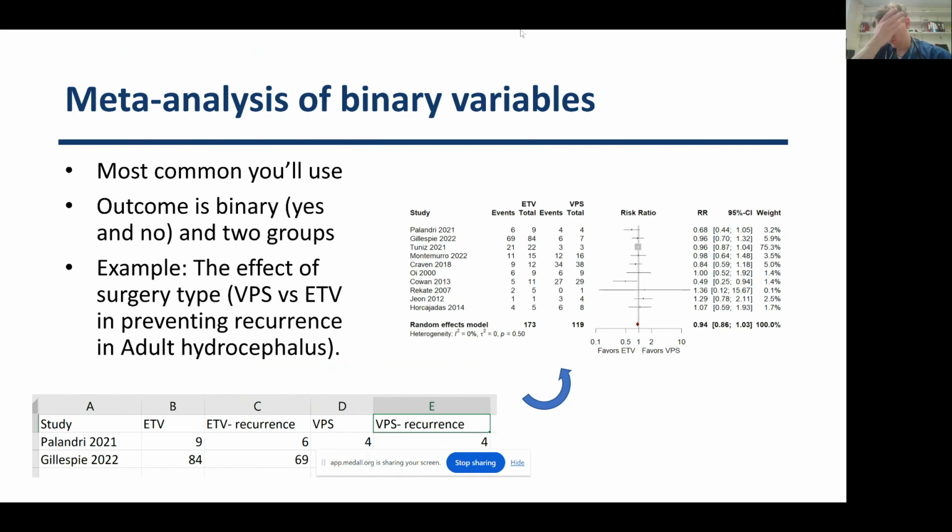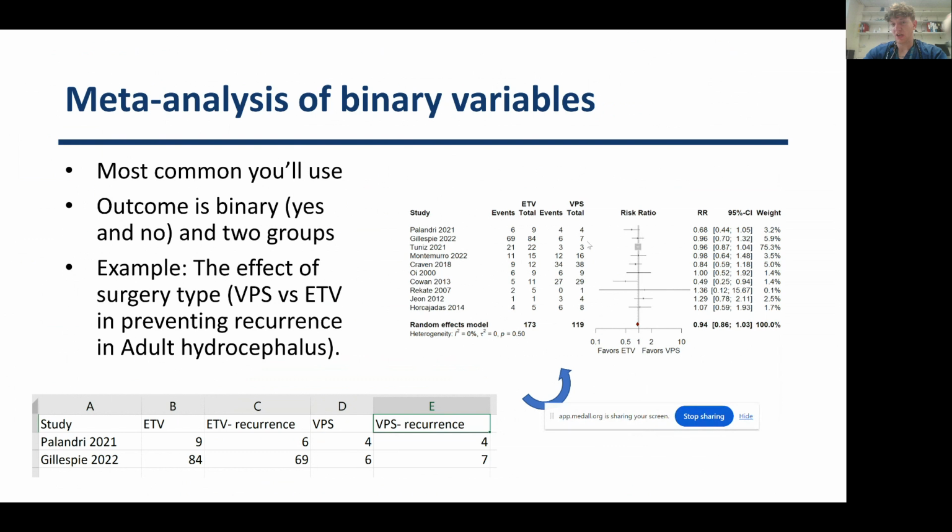The example from a publication that I have is comparing two treatment types, so VPS being shunt and ETV being endoscopic third ventriculostomy. They're both types of neurosurgical procedures, and the outcome is preventing recurrence in hydrocephalus. So my outcome is recurrence, as in did the patient have a recurrence on their scan requiring surgery, yes or no. It is fairly evident that you can measure this equally between all your studies, and you can meta-analyze this data quite well.